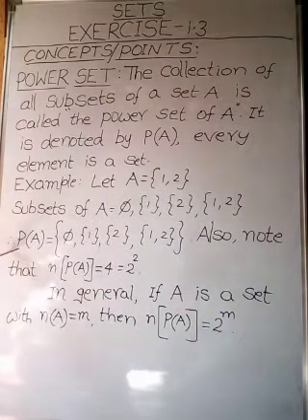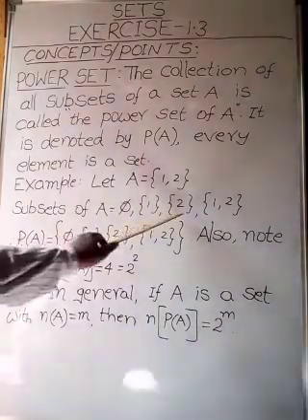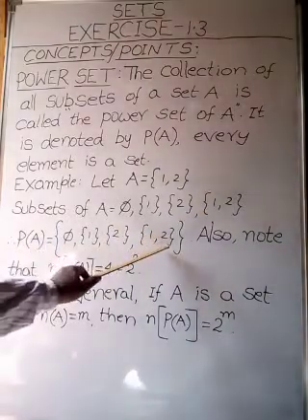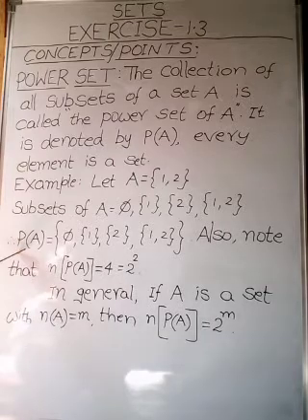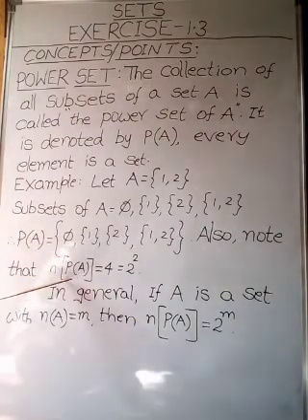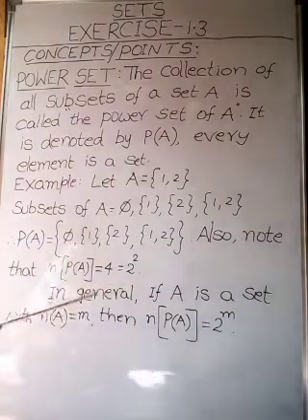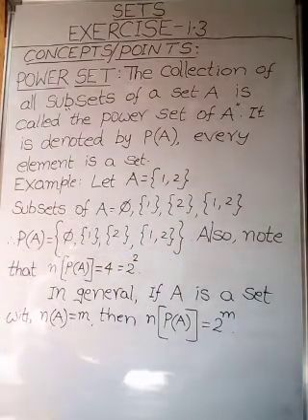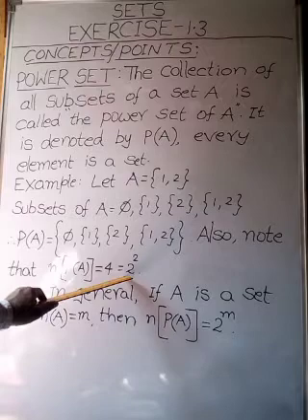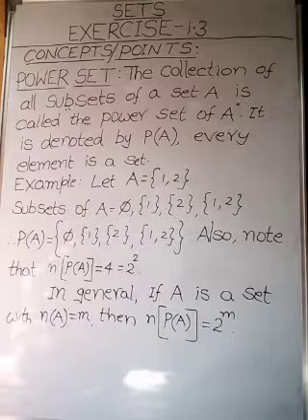Now P of A is equal to the set of the empty set, singleton set {1}, singleton set {2}, and {1, 2}. These are the elements in the power set of A. Understood this, my dear children? Right. Also note that n of P of A is equal to 4. Means how many elements are there in the power set? 1, 2, 3, 4. Four elements are there in the power set. So 4 can be written as 2 squared. So 2 power, how many elements are there in A? 2. So 2 power 2.